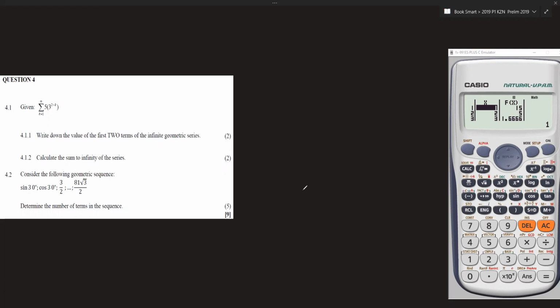Today, we're going to be looking at a question on sequence and series taken from a past paper. On 4.1, I'm given the sigma notation: the sum to infinity, k equals 1, of 5 times 3 to the power 2 minus k.